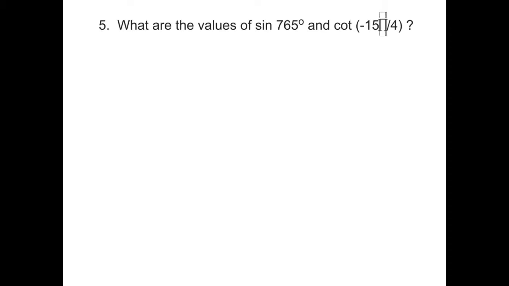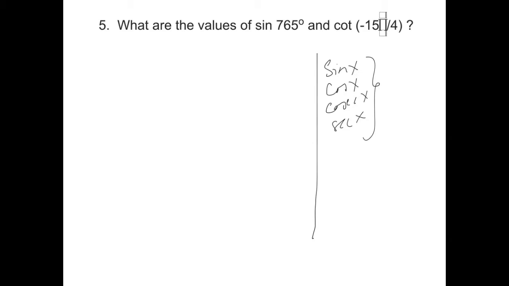Now, when we try to reduce a large angle into an equivalent small angle, it is useful to keep in mind that trigonometric functions such as sine, cosine, and therefore also cosec and sec, they repeat in intervals of 2 pi or 360 degrees, whereas the functions of tan and cot repeat in intervals of pi or 180 degrees.